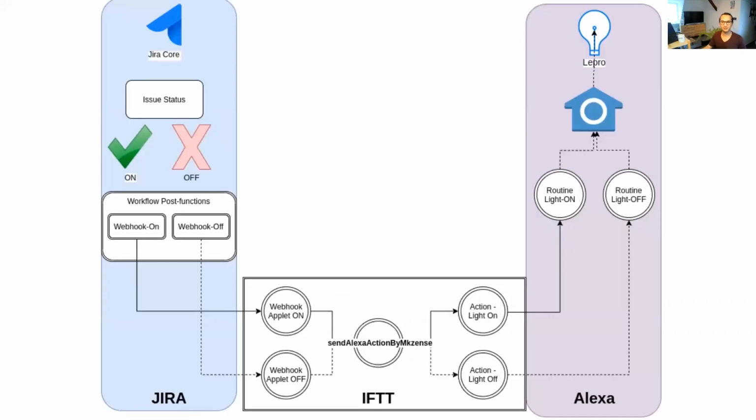To realize the scenario, we will need a couple of things. Basically, we need three different systems. The first one is Jira, the second system is IFTTT, and the third system is Alexa. This is in my case. In your case, it could be something a bit different, like instead of Alexa, you can have Google Home. So the idea is to control the status of the light, which is connected to Alexa, using my Jira tickets.